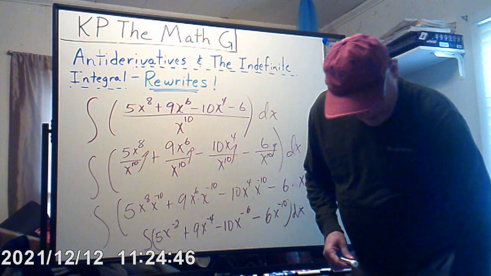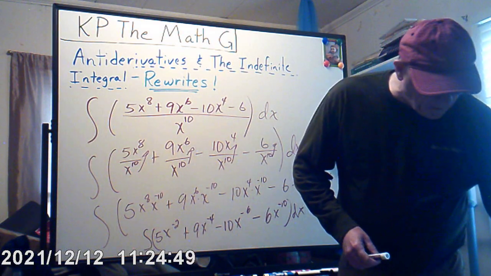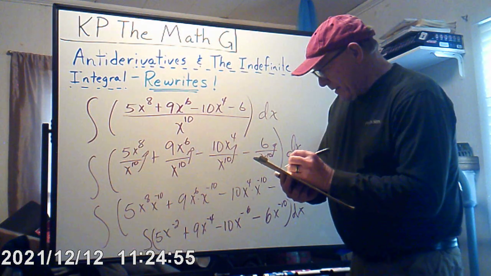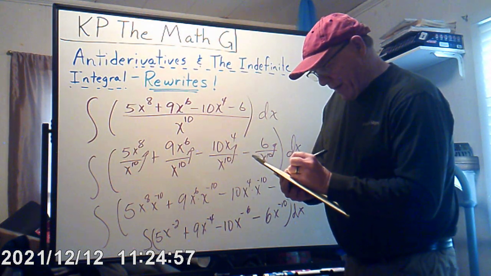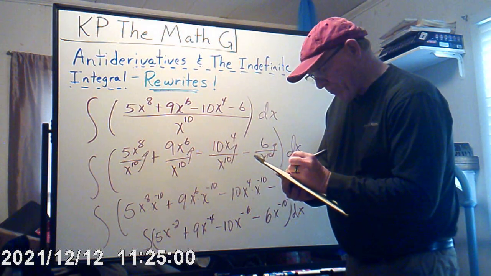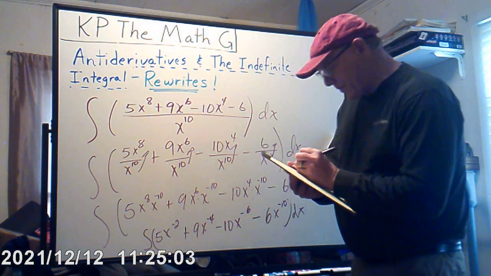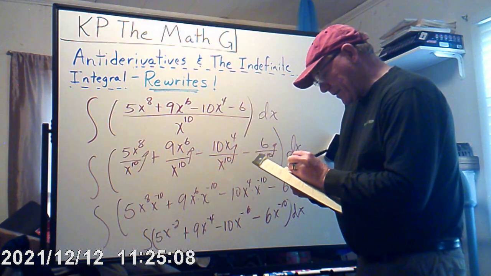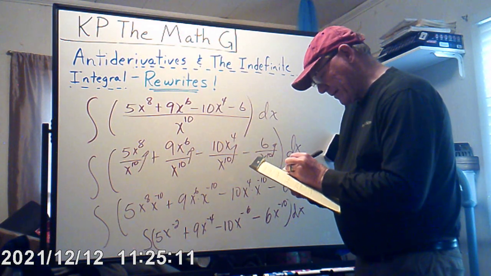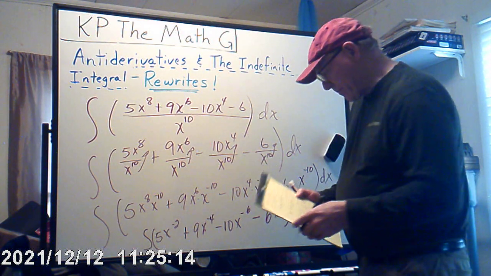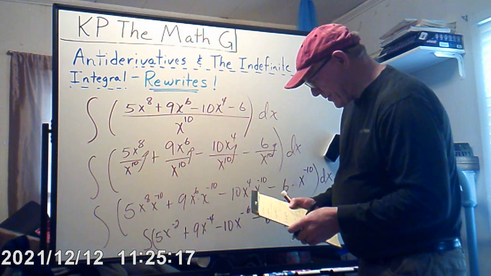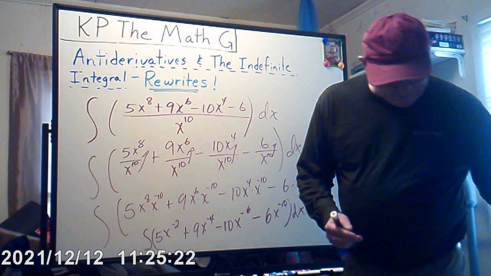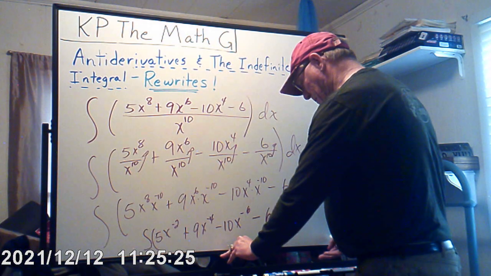Let me write this down and then I'll flip the board over, because if I don't write it down, knowing me, I will forget. So let's see. I've got 5x to the negative 2 plus 9x to the negative 4 minus 10x to the negative 6 minus 6x to the negative 10 dx. Double checking just to make sure I got the signs correctly. And we do. Alright, that looks good. Let's flip the board over.